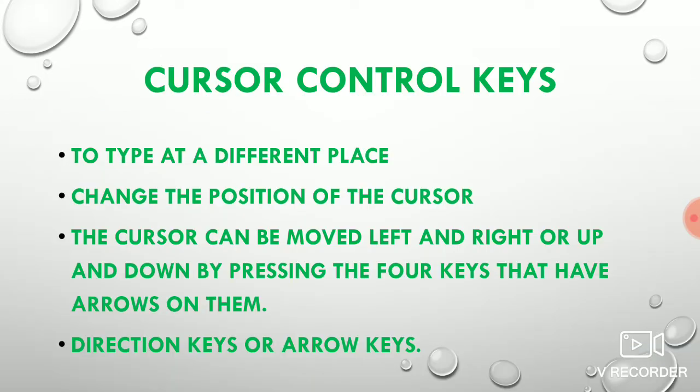If you want to type at a different place, you can change the position of the cursor. So the cursor control keys are mainly used to type at a different place. The cursor can be moved left and right or up and down by pressing the four keys. Are you clear? So what are the four keys? Up arrow, down arrow, left arrow, right arrow.